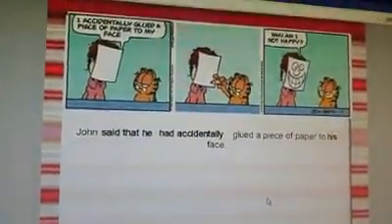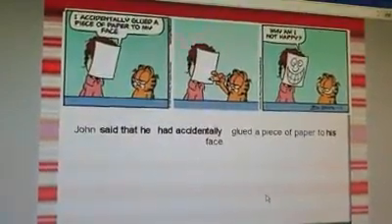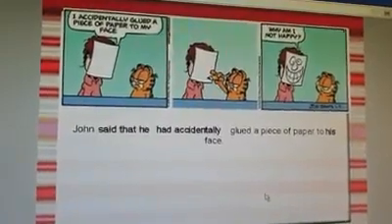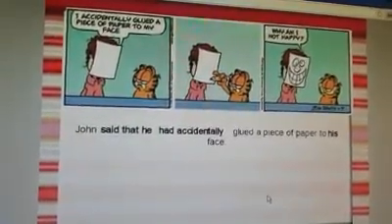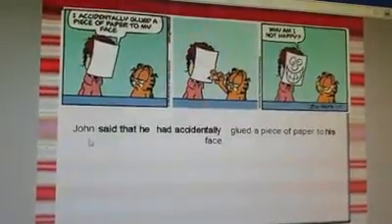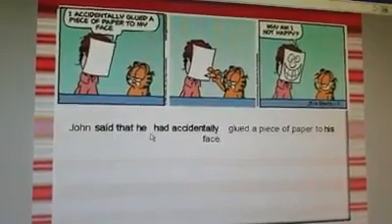Now we have, "I accidentally glued a piece of paper to my face. Why am I not happy?" John said that he had accidentally glued a piece of paper to his face. So as you can see, after the introductory verb said, we have used a that clause.